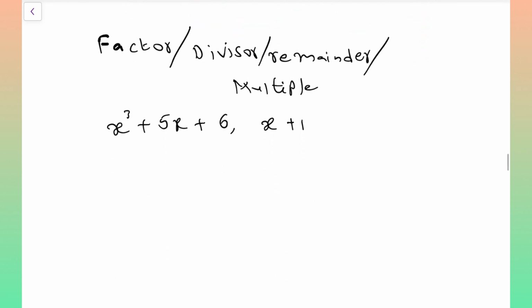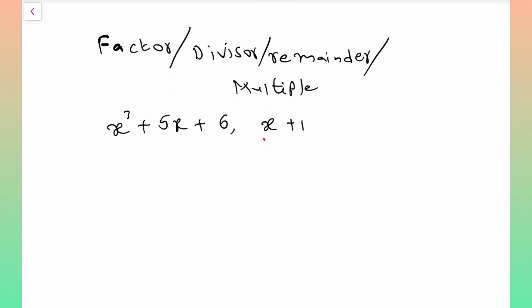The next type is, what is the remainder when x plus 1 is divided by x cube plus 5x plus 6? Next, the second question. Based on the same concept only, second question.